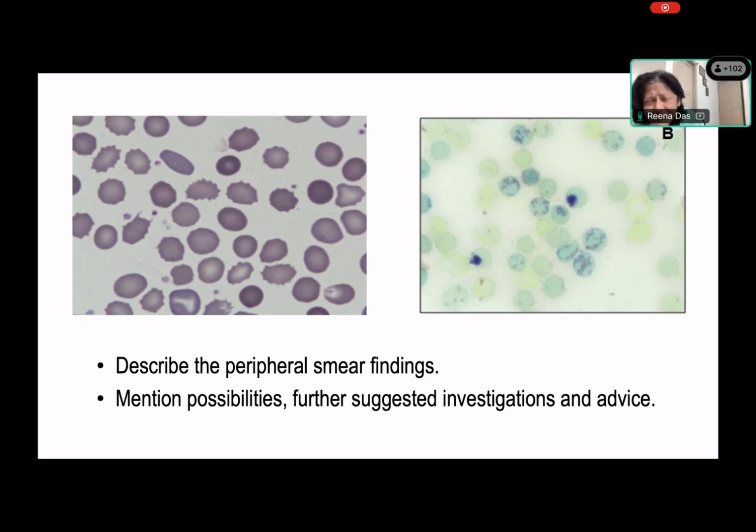Can you describe the peripheral smear? Ma'am, there are a lot of burr cells or echinocytes, as you would call them.